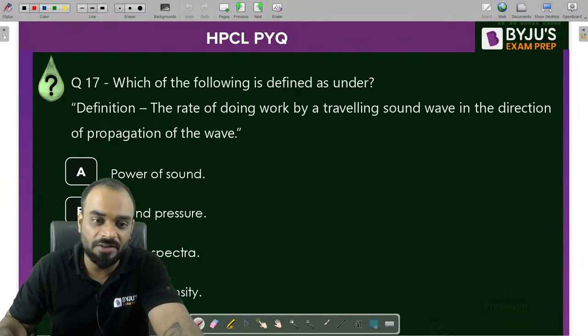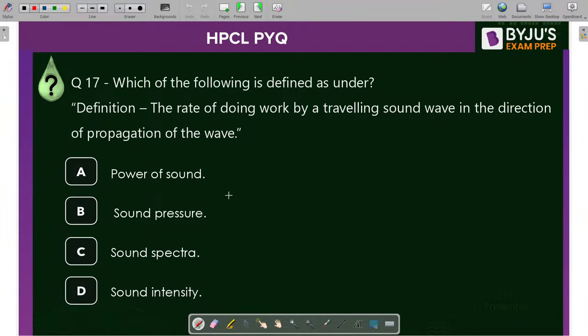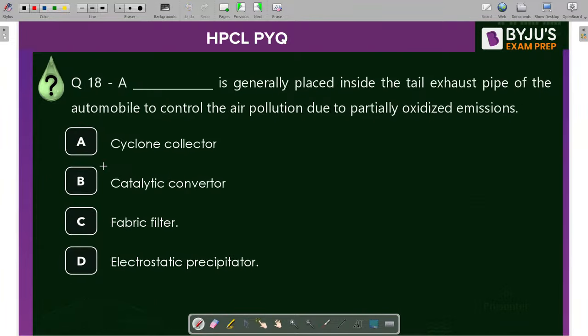Next question is a standard definition, guys. Please read it very carefully. Which of the following is defined as under? The rate of doing work by a traveling sound wave in the direction of propagation of wave. Sound pressure or sound power? The rate of doing work by a traveling sound wave in the direction of propagation of wave is basically sound power, power of sound. It is a standard definition, right? Power of sound. Correct? A is the correct answer for the problem.